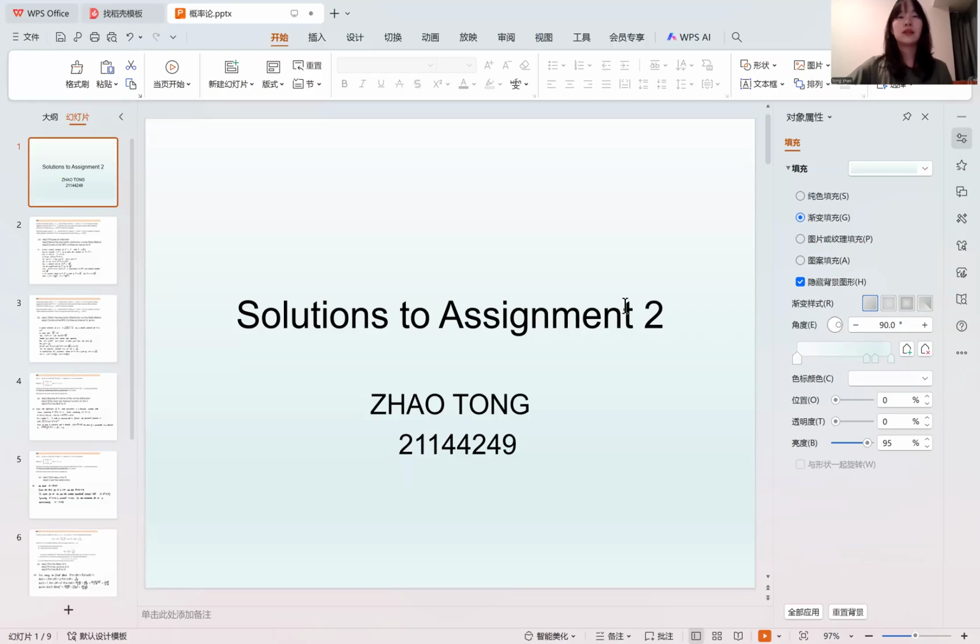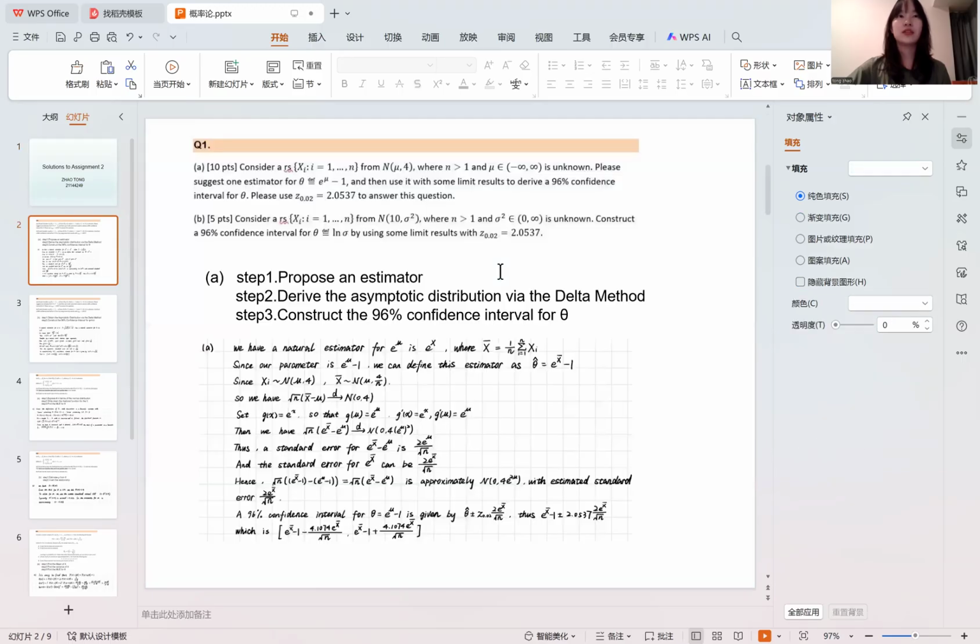Hello everyone. Today we will talk about the three questions in assignment 2. Now look at question 1. In question 1, we will be discussing how to construct confidence intervals for nonlinear functions of parameters. We will use asymptotic limit results and the delta method in our derivations.